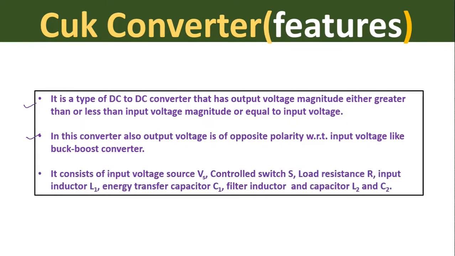The circuit diagram of the Cuk converter consists of input voltage source Vs, which is a DC voltage source, then control switch S, which is implemented by an IGBT, then load resistance R, then it consists of input inductor L1, energy transfer capacitor C1, filter inductor L2 and filter capacitor C2. The need of these components we have already discussed in the previous class.